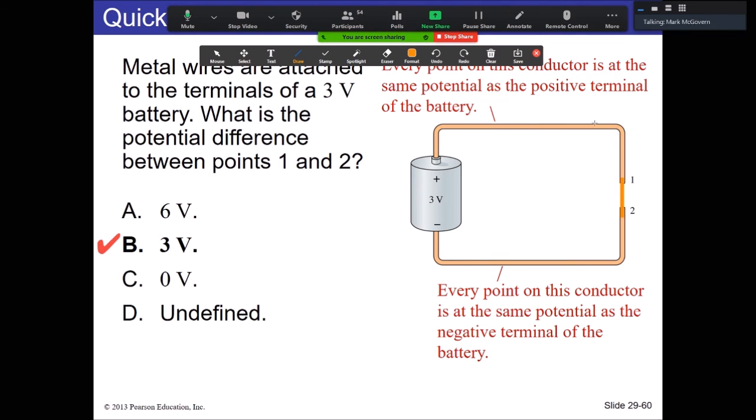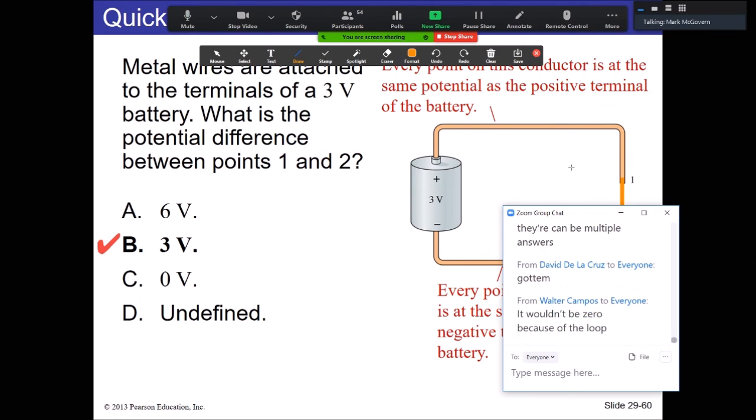We don't know. We need more information. Now, assume this wire has a small resistance and it's uniform throughout. What happens is the 3 volts starts here and it gradually drops and drops as you move along the wire. When you get to the negative terminal, you are now 3 volts lower than you were before. But it's a gradual change here.